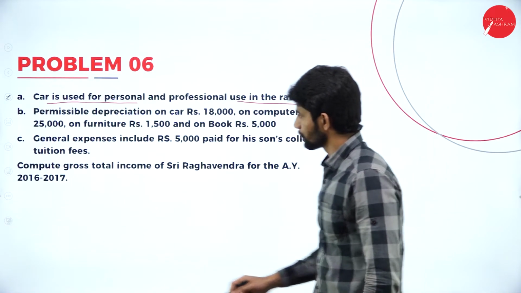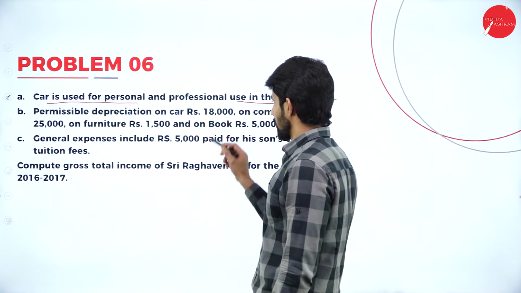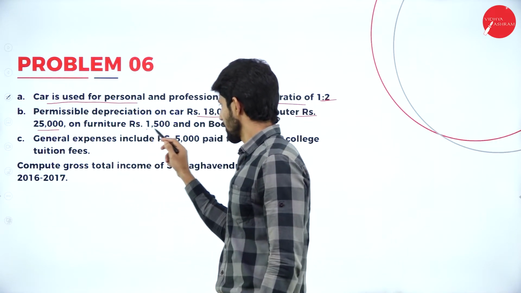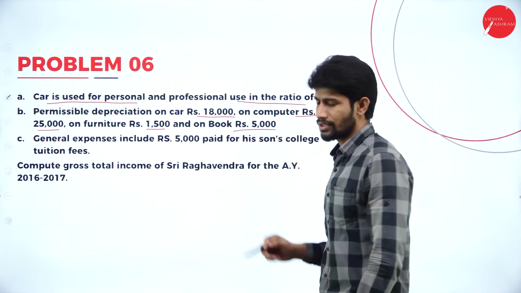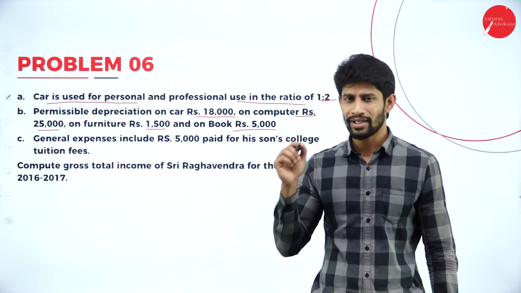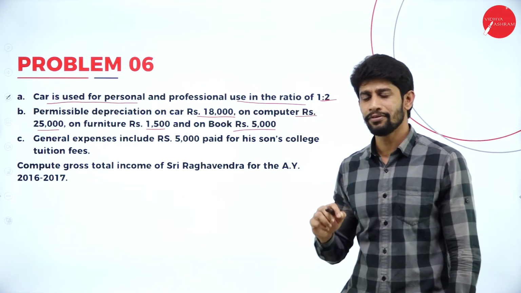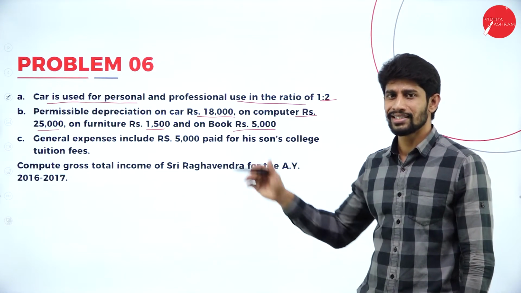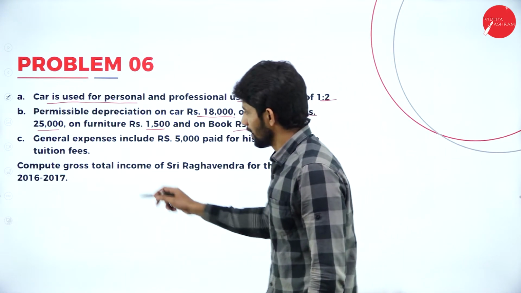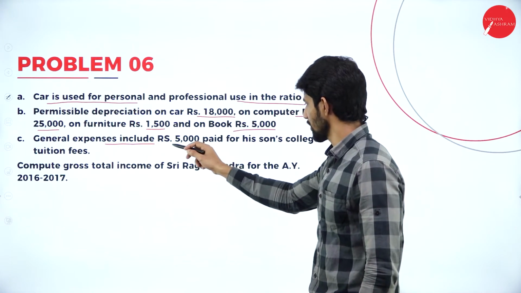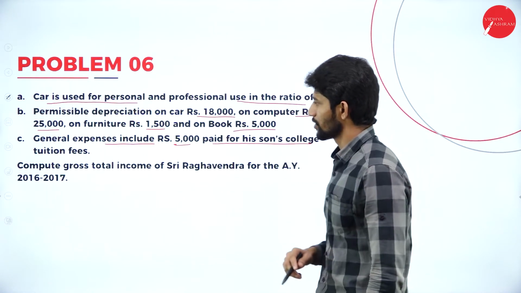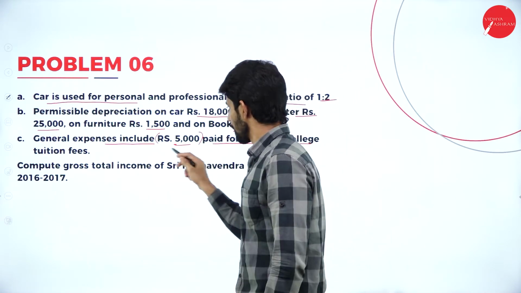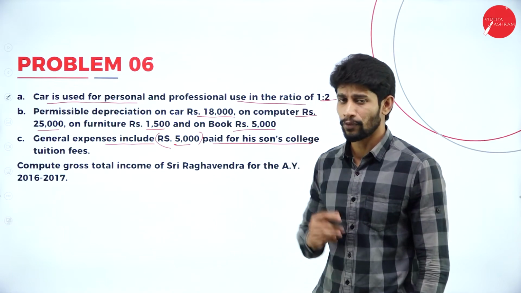Next, the second one: permissible depreciation on car is 18,000, computer 25,000, furniture 1,500, books 5,000. In some problems they give the rate of depreciation, in some they give the value directly. If the value of depreciation is given, just deduct that value. Next, general expenses include rupees 5,000 paid for his son's college tuition fees. Don't deduct this 5,000 from professional expenditure.